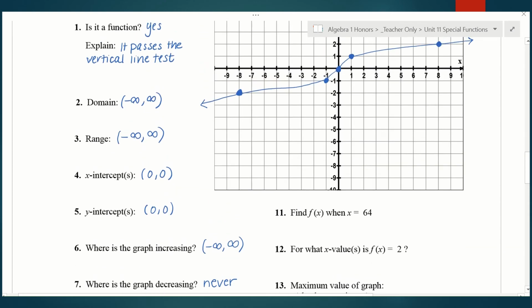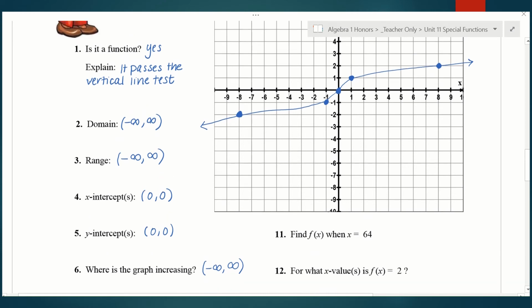Number 11, find f of x when x equals 64. So basically, they're saying, what is y when x is 64? So I'm going to plug in 64 for x into my function here. Now you could look at the table and you could go all the way down until x is 64 and you could figure this out.